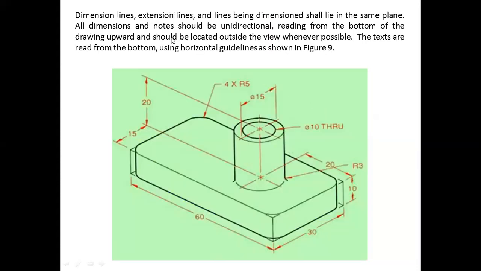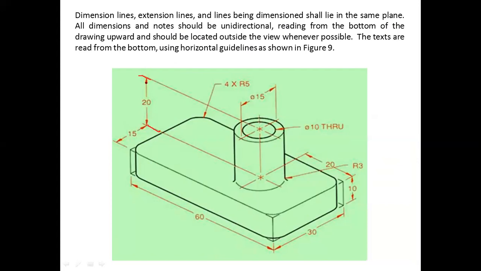Okay. Now dimension lines and extension lines, and the lines being dimensioned, shall lie in the same plane. What do I mean by this? This is the dimension line, fine. This is the extension line, okay.